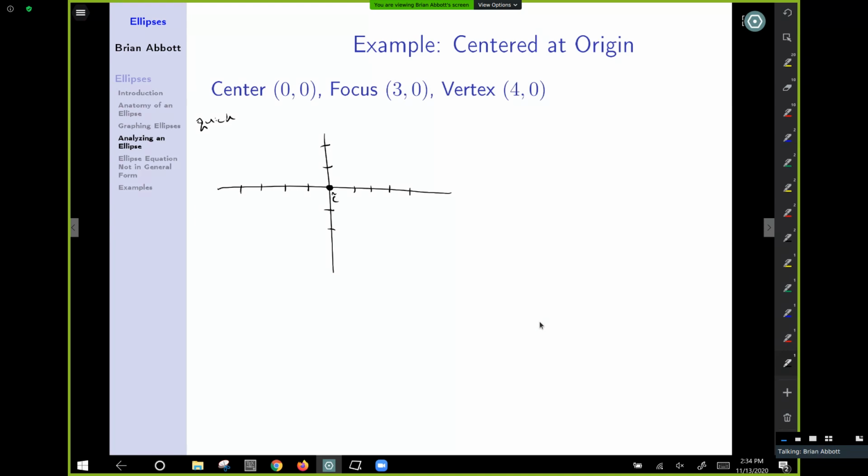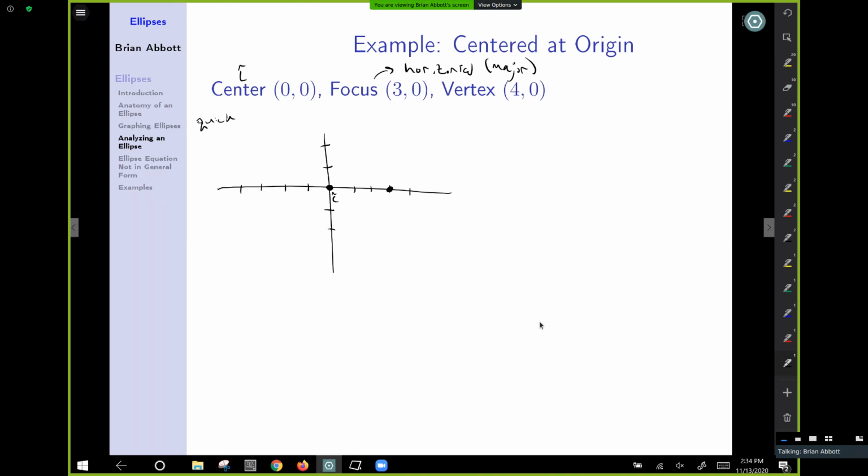I like to put a little hat over my C when talking about the center, because C is the distance to the focus, so I don't want to have two different C's floating around. So C hat for the center. Focus at 3, 0. So this tells us that we have a horizontal ellipse. It's longer in the horizontal, with the major axis in the horizontal direction. And then a vertex at 4, 0.